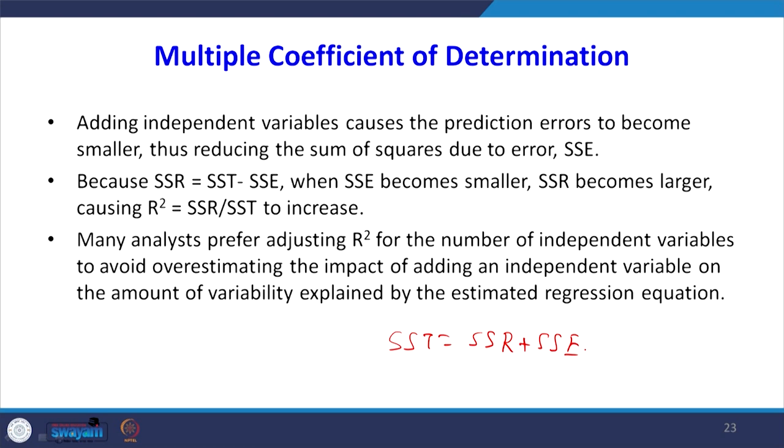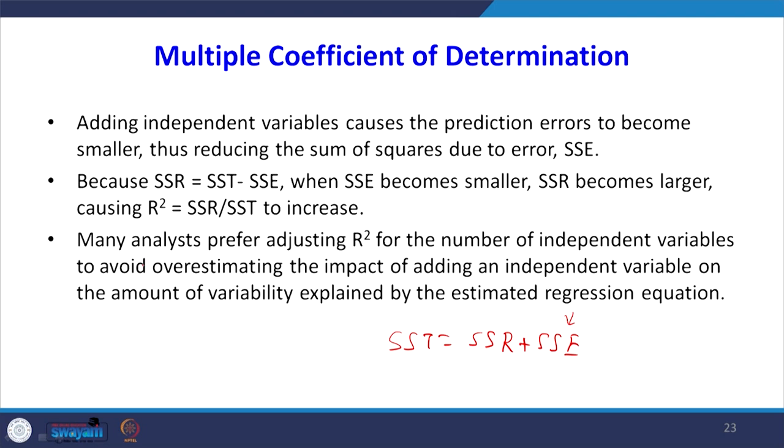When you add an independent variable, the prediction error becomes smaller. So when SSE becomes smaller, SSR becomes bigger, because SSR equals SST minus SSE. This causes R square to increase. Whenever you add any independent variable, SSR will increase, SSE will decrease, and due to that the R square will increase.